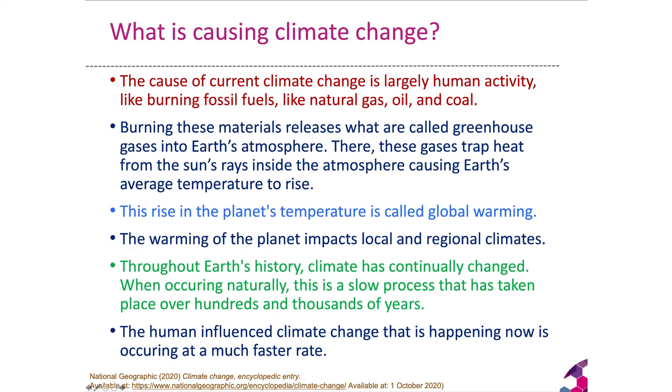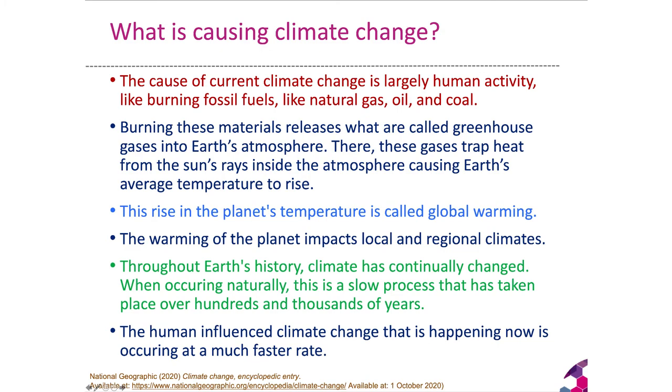Throughout Earth's history, climate has continually changed. When occurring naturally, this is a slow process that has taken place over hundreds and thousands of years. The human-influenced climate change of the last 100 to 200 years, which has been happening at an accelerated pace in the last 10, 20, 30 years, is occurring at a much, much faster rate.